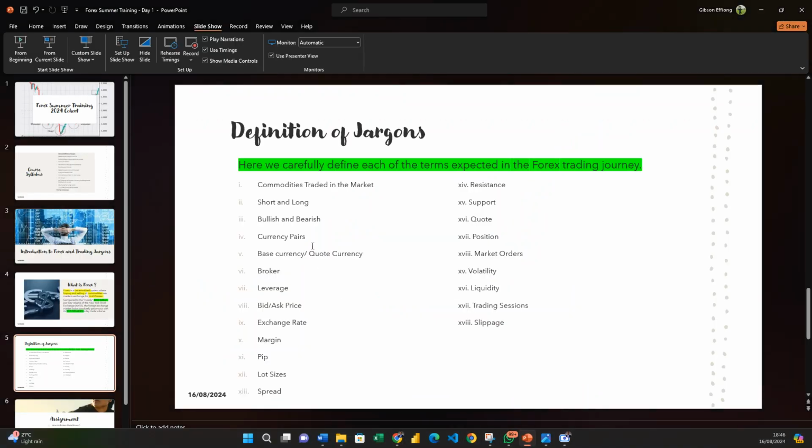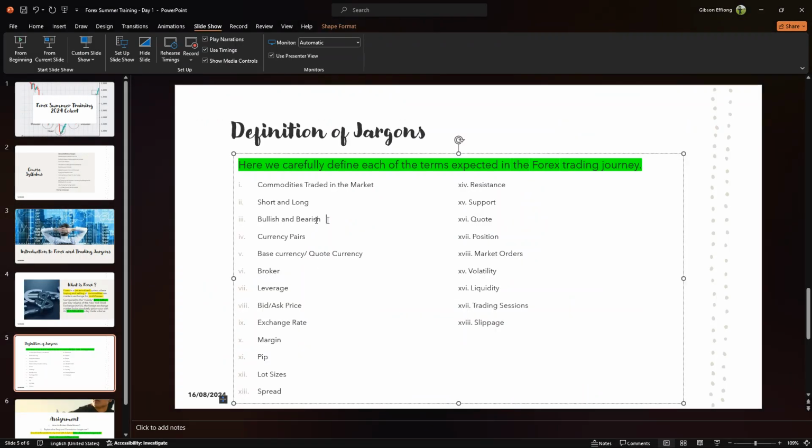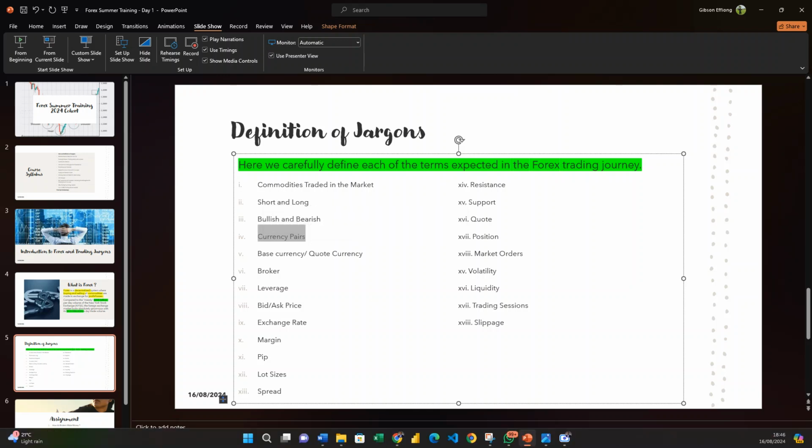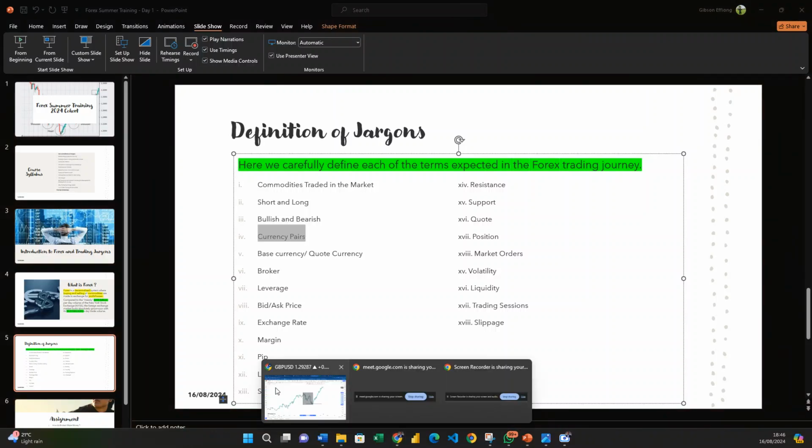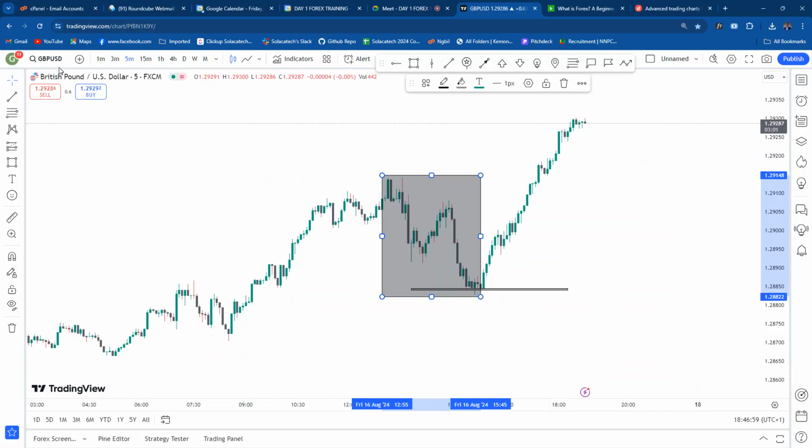Back to the PowerPoint. All right. So we've talked on this guys. So let's look at currency pairs. What's a currency pair? I've talked about currency, but that was just to touch on it. We will be looking at currency pair now as a description of its own.